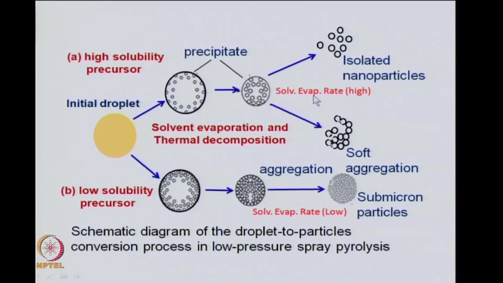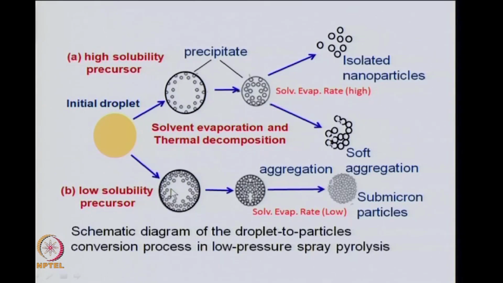So, the solvent evaporation rate is very high, which leads to isolated nanoparticles, or it might lead to some aggregation, but still the particles, as you see, are very loosely connected. So, this is soft aggregation. However, if you have a very low solubility precursor, so you have a solution where the solubility is not very high, then you will see that the precipitate tends to agglomerate in the droplet.